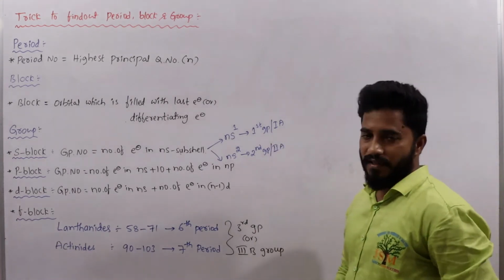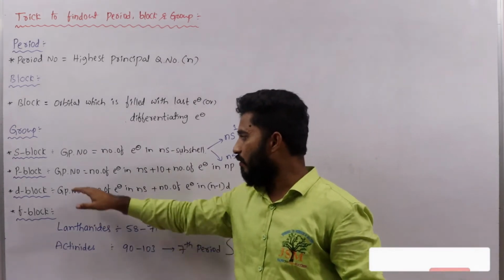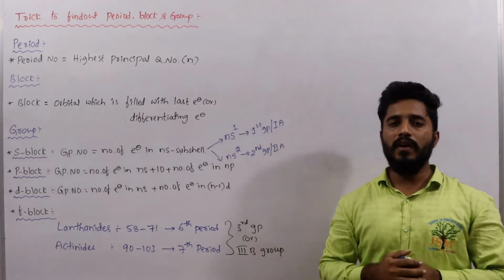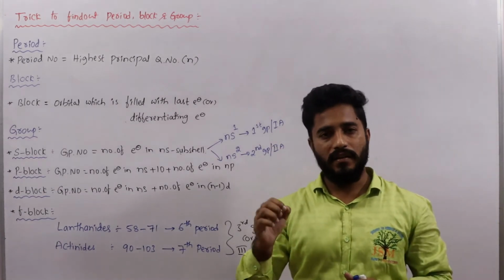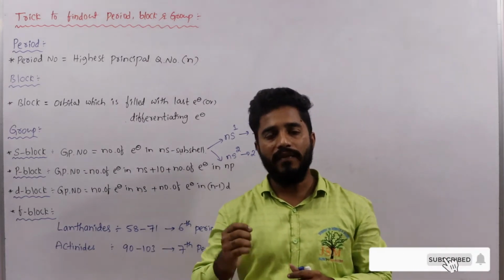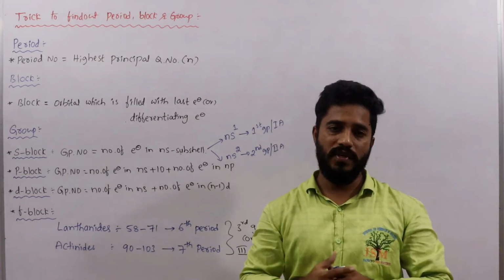Let us see how to find out the group number for p block elements. Here group number is equal to the number of electrons in the ns subshell plus 10 plus the number of electrons in the np subshell.